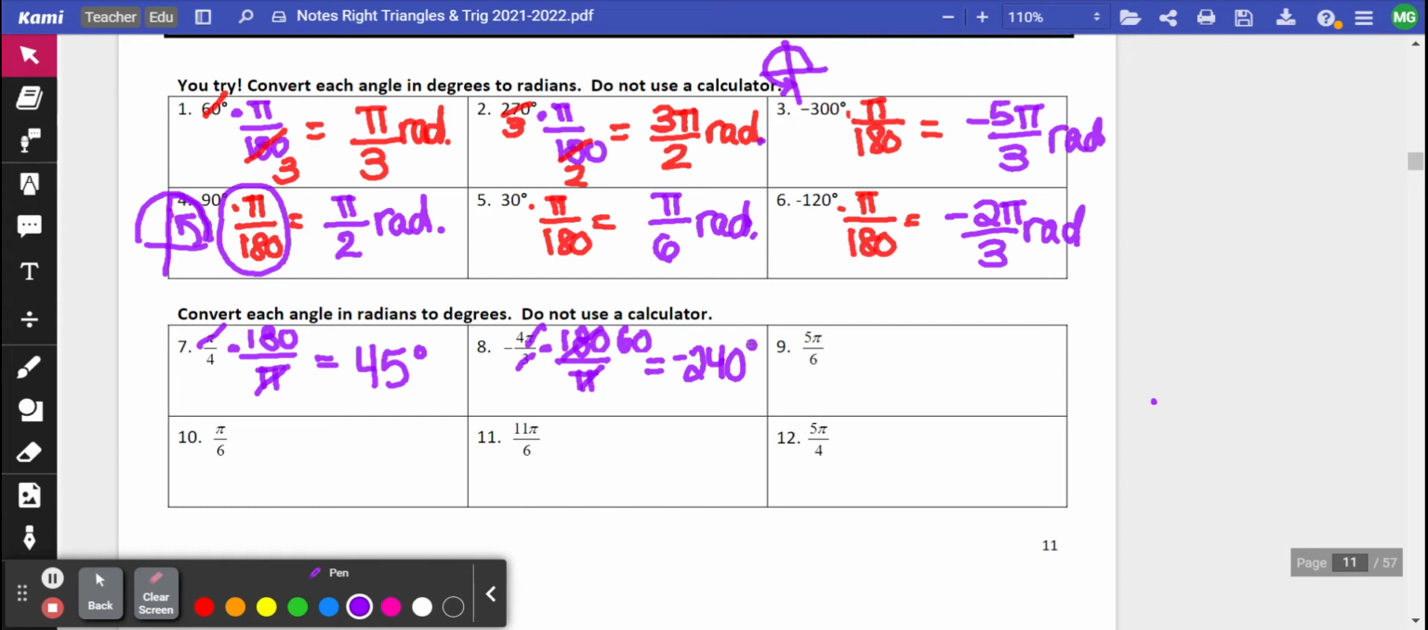Okay, so again, think about, is this value bigger than a half circle, smaller than a half circle? Where approximately does this lie? And go ahead and convert these. Think about that while you're doing them though. Pause this video.